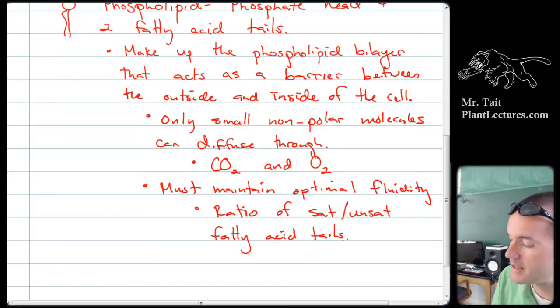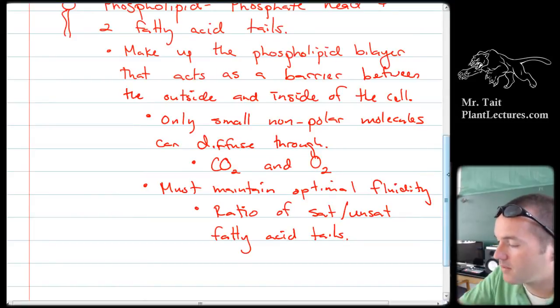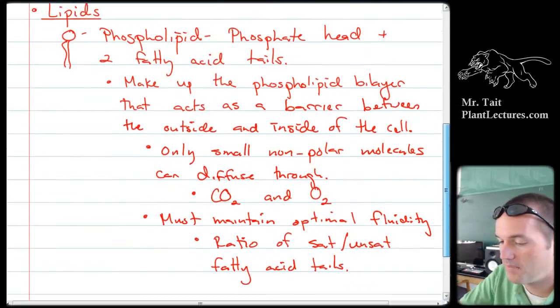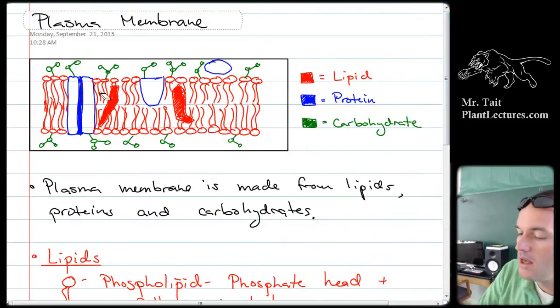And when I say optimal fluidity, I want to talk about what that means for a second here. Okay? So up here in our drawing, this thing is sometimes referred to as the fluid mosaic model. And what that means is that each of the layers of this phospholipid bilayer is going to behave almost like a fluid. It's going to be able to actually move around within this section.